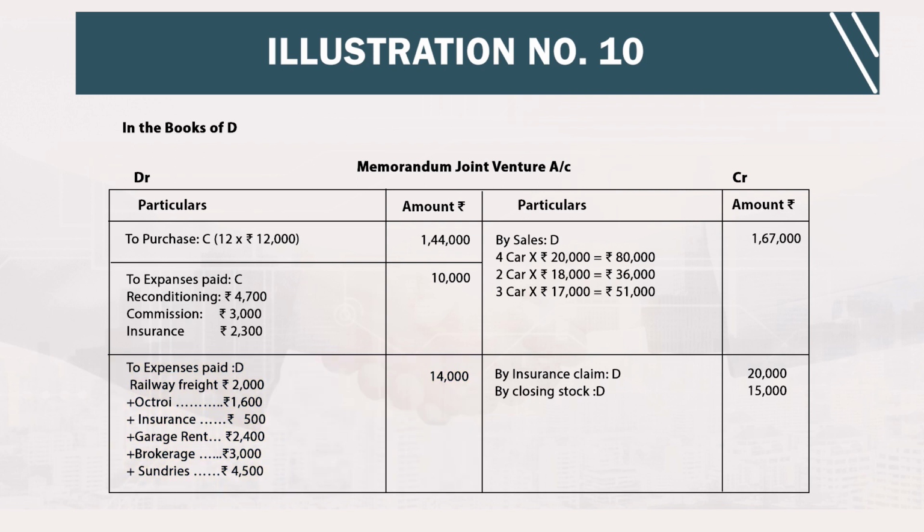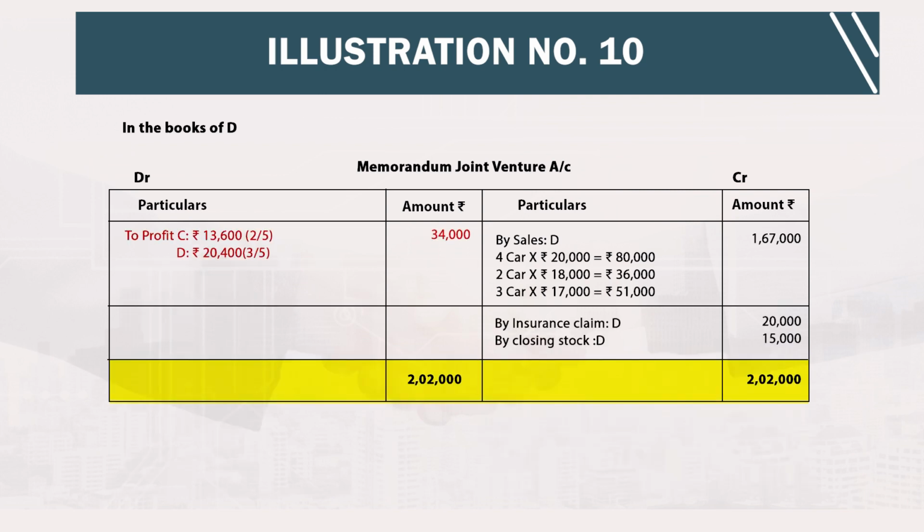Now, come to the credit side. By sales D, 4 cars at the rate of rupees 20,000, total amount 80,000, 2 cars at rupees 18,000 each, that is 36,000, 3 cars at the rate of rupees 17,000 each, total 51,000. So, total amount on the credit side 1,67,000. Now, claim by insurance company, claim by D rupees 20,000 and closing stock taken over by D rupees 15,000.